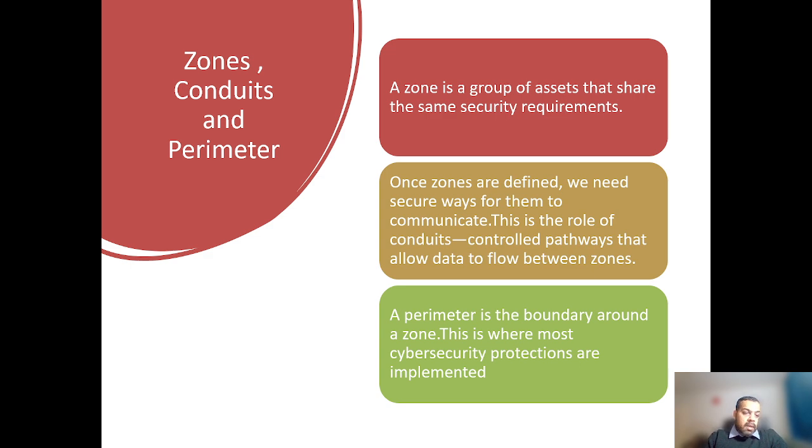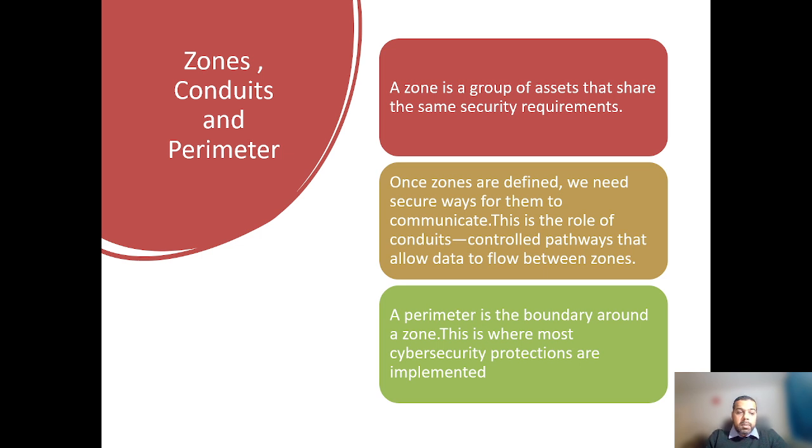So conduits can be a trusted conduit for interactions within the same security level. Untrusted conduits are used when connecting zones with different security requirements. Untrusted conduits typically require additional security controls such as authentication, encryption, access restrictions, or monitoring. So that's basically about conduits, and perimeter is basically the boundary around a zone.